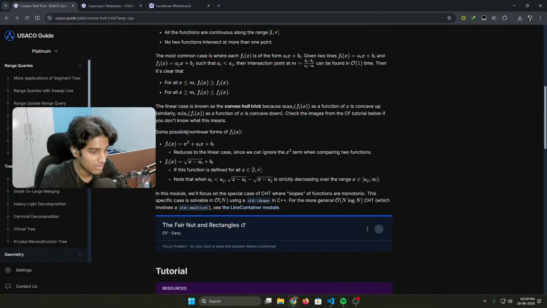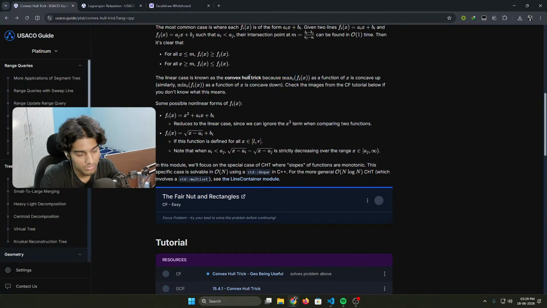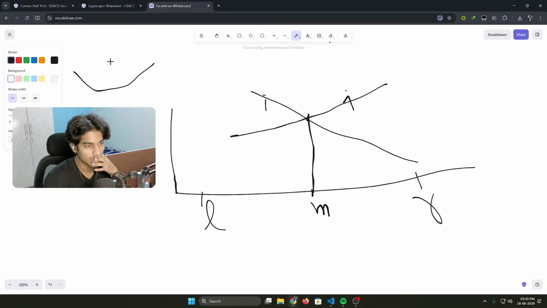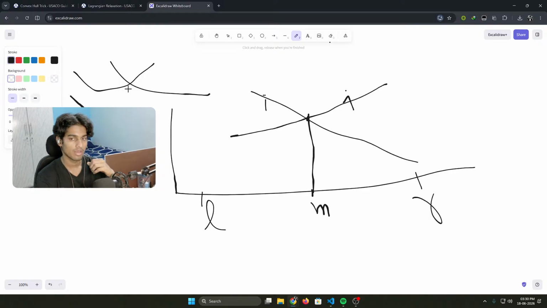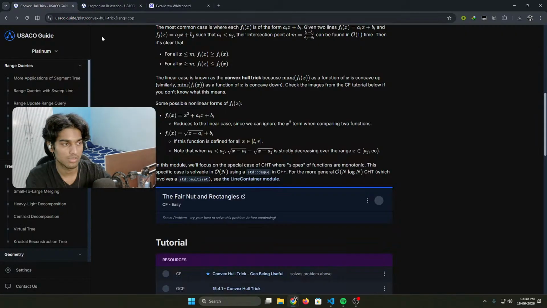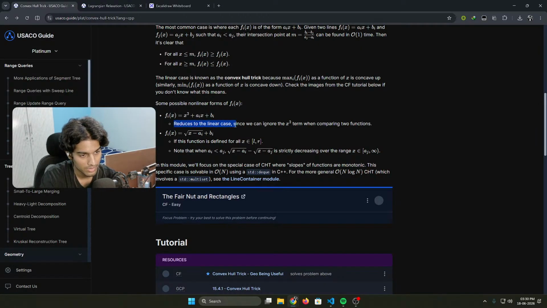Okay. So we could also have it like this, right? Wait. Yeah, that is also possible, since we ignore the constant term when comparing two functions.